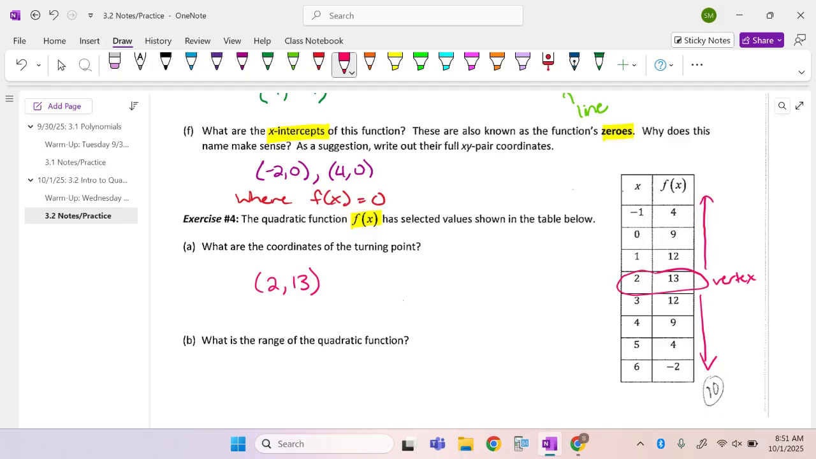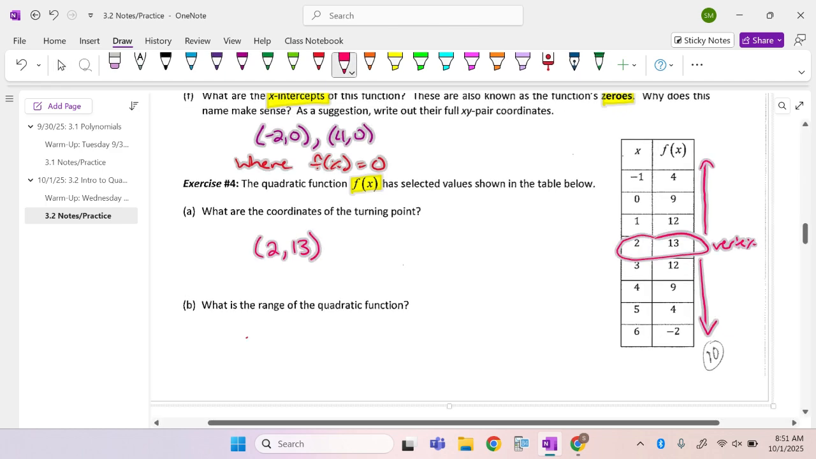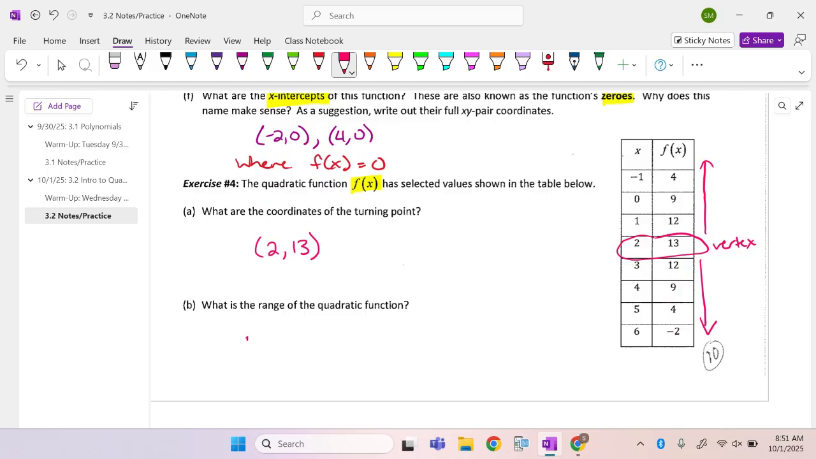Now, what would be the range of this quadratic function? And we're just basing it off the table. So what's my lowest y value? Not -1. We're going to y's. So -2. What's the highest? 4. Nope. Highest is 13. So lowest y value, highest y value.